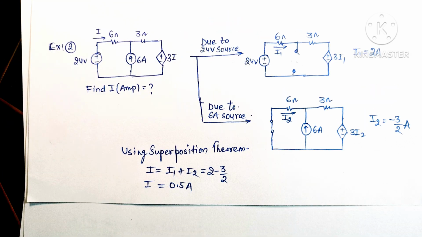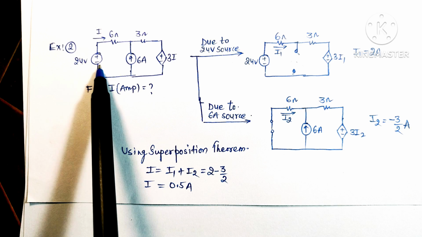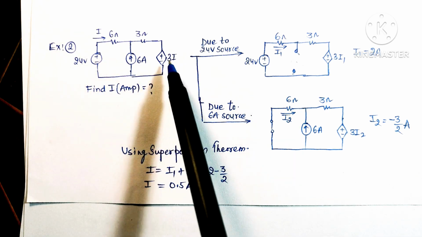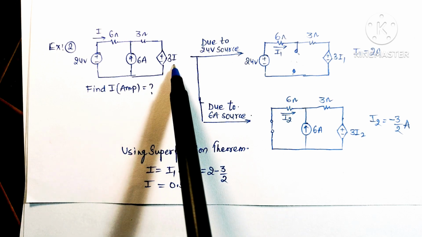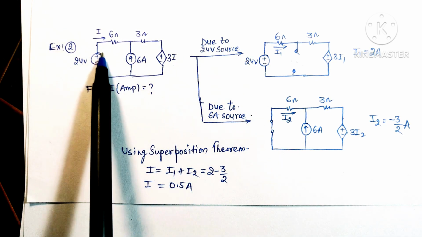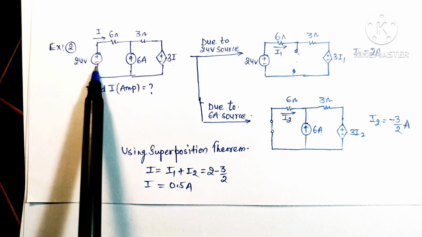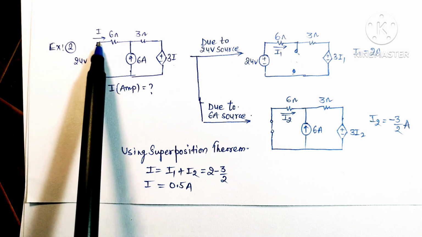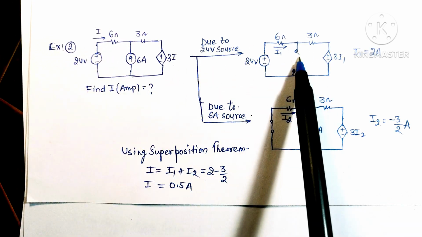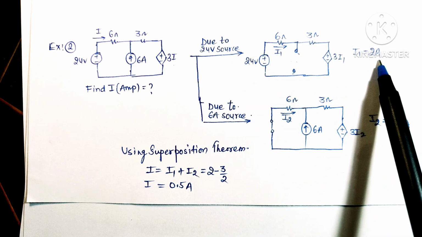Let us see example number 2. Here two independent sources, a 24 volt voltage source and a 6 ampere current source, are connected, and a dependent voltage source is connected here, whose value depends on the current I in this 6 ohm resistance. First of all we will consider this 24 volt source, and see its effect only, to find the value of current I. We will call it I1, and this current source will be open circuited here. After calculation we can find I1 is 2 ampere.